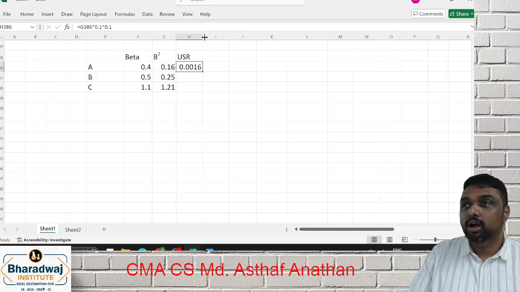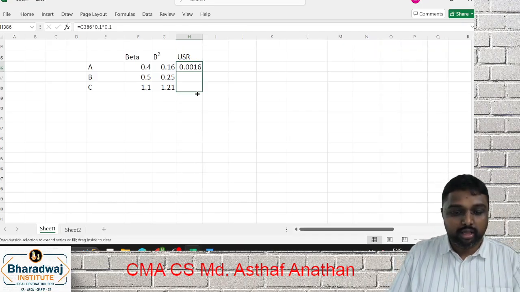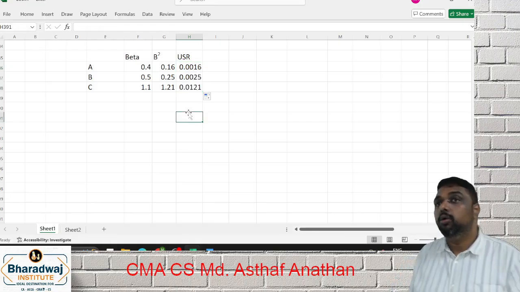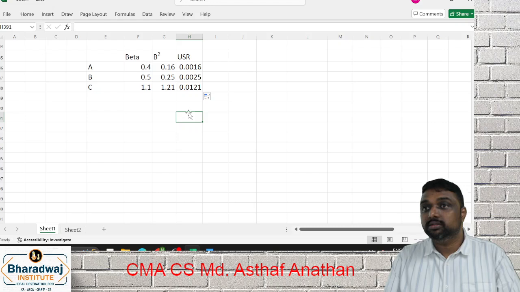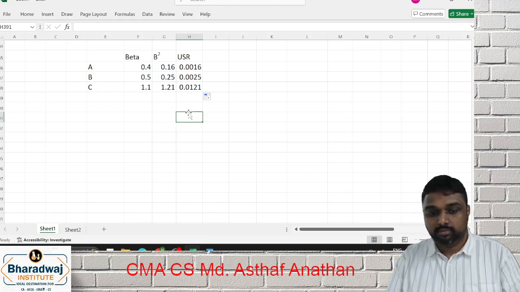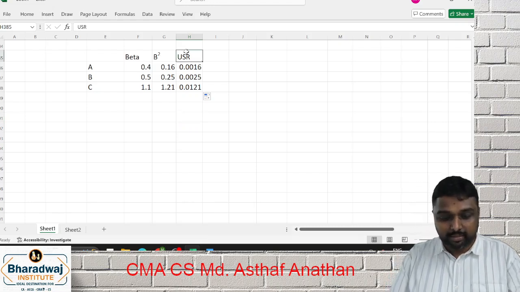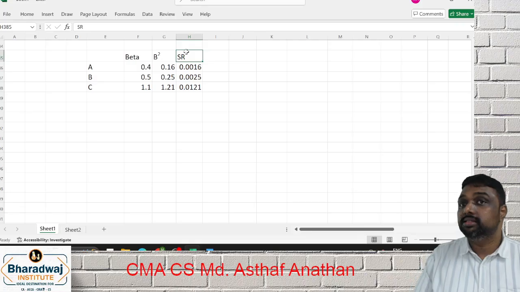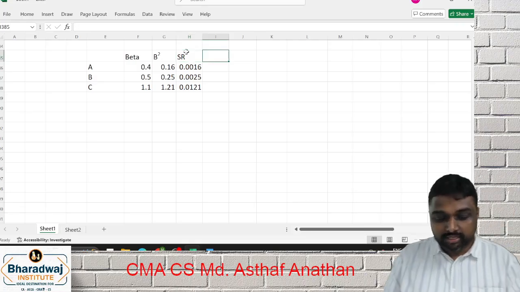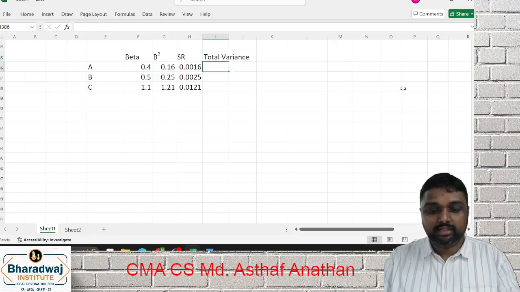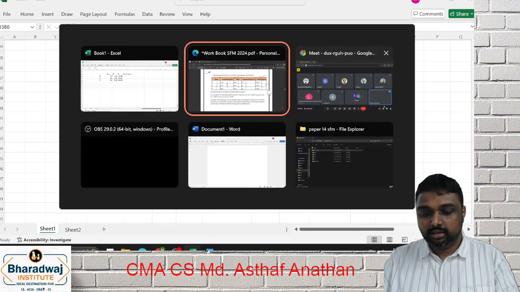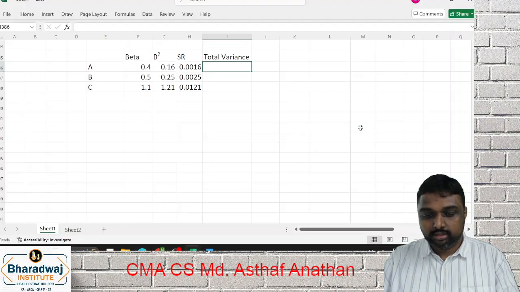So you will get the answer 0.016. Yes or no? Now this is for one security. This you have to take for all the securities. Now this is the variance approach. This is systematic risk. Now the question has given total variance. Total variance is given in the question. What is the total variance? Which is 0.015.